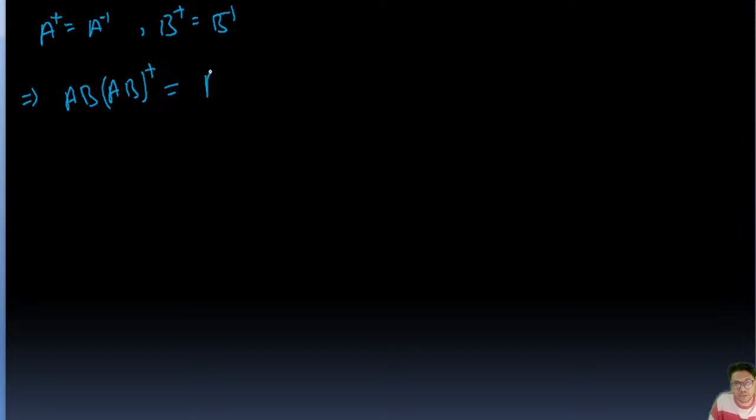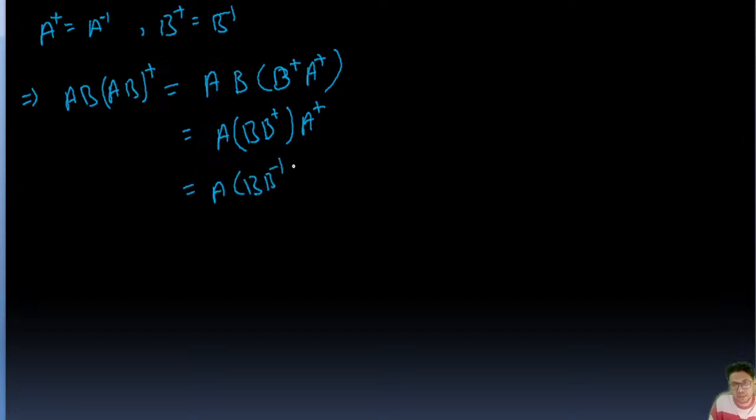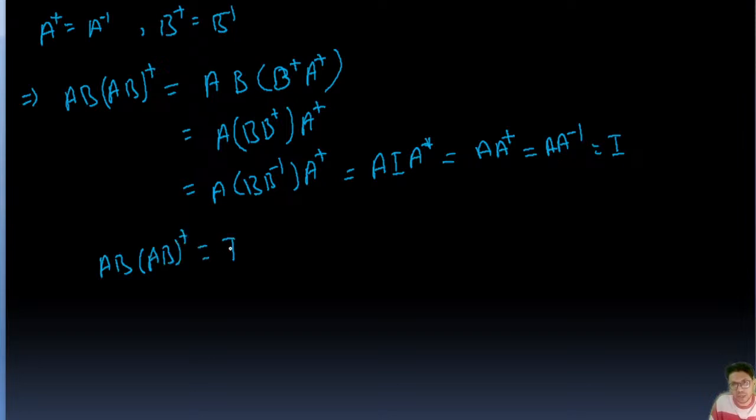So we'll find this is going to be AB, and we'll open it. So this is going to be B inverse A dagger, right? So this is I, unity matrix I, A dagger. We know A dagger equal to A inverse, A inverse, this is I. So we have found AB dagger equal to I. This implies AB is also a unitary matrix.